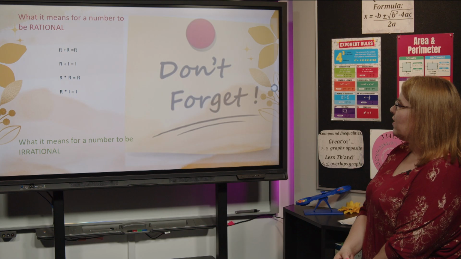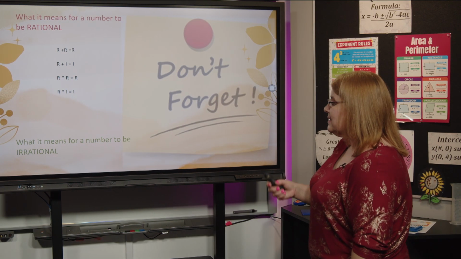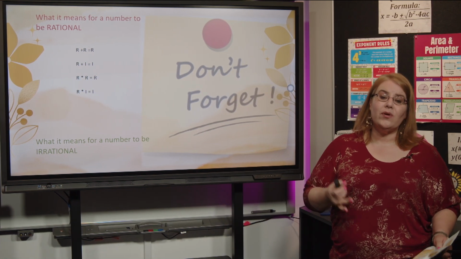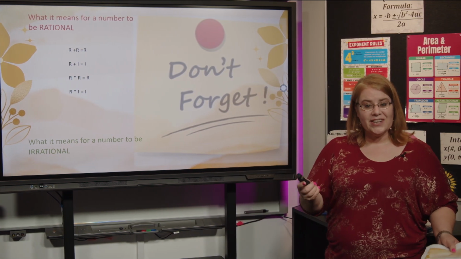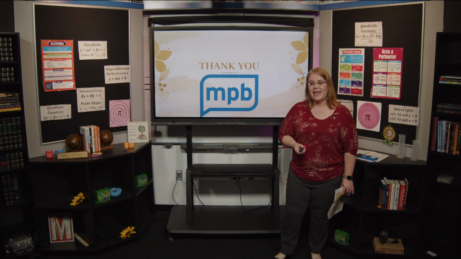Something that I don't want us to forget. What it means for a number to be rational, and we have those rational plus rational is rational, rational plus irrational is irrational, and rational times rational is rational. Rational times irrational is irrational. What does it mean for it to be irrational? It means it can't be put into a what? A fraction. Good job.